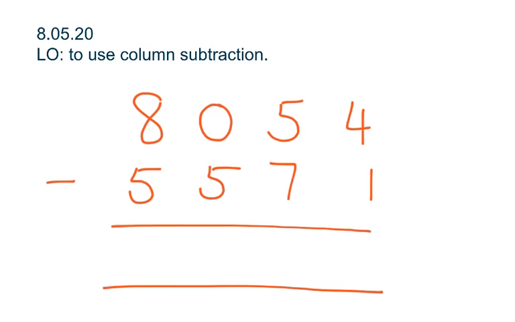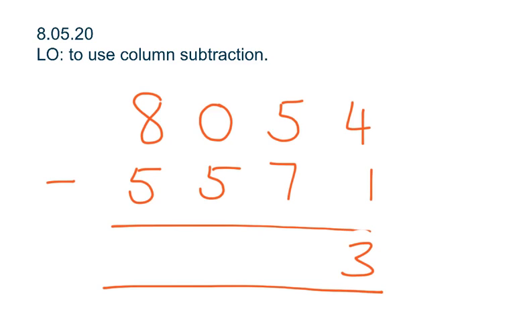So we always start on the right hand side, and we start with the ones. So 4, take away 1, that's really easy. There we go. So we've got 3. We go into the tens column, and we are going to now try and subtract 5, and we're going to take away 7. See, we can't do that.